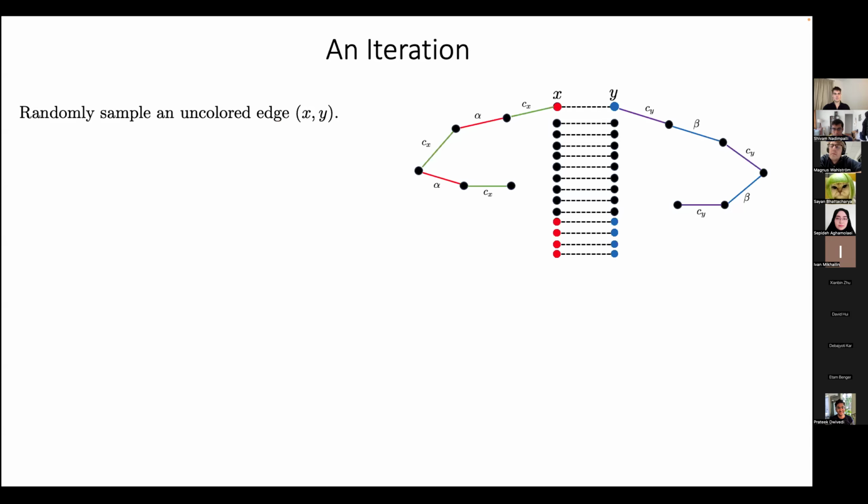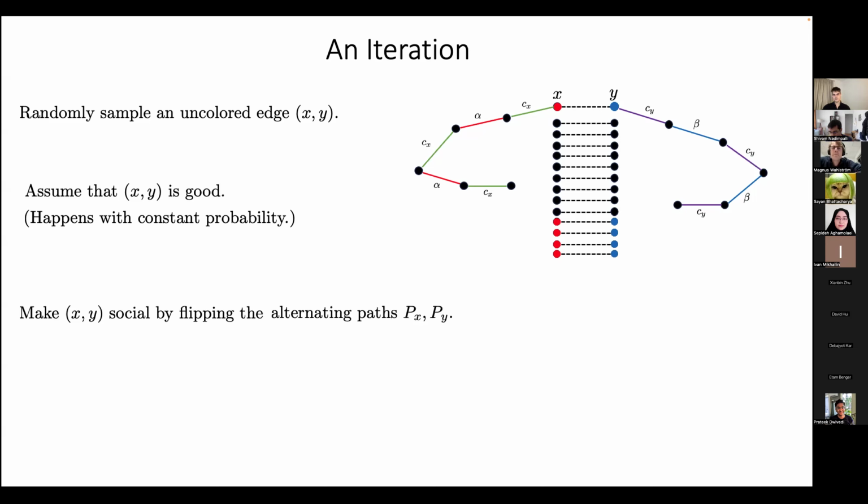So what our algorithm does is it samples some uncolored edge XY uniformly at random that isn't already social. And we can just assume that this uncolored edge is going to be good. It happens with constant probability. And we flip these paths, Px and Py. And if we notice that after traversing these paths, it happens to end at some other previously socialized edge, then we're like, okay, this iteration failed. We just don't do anything. And we just sample another one again.